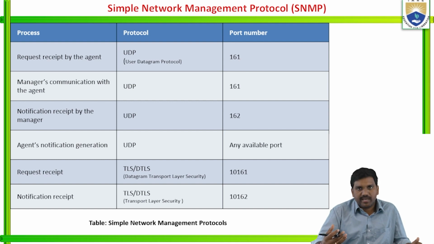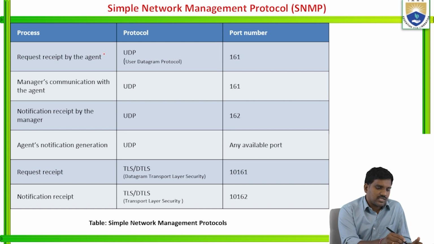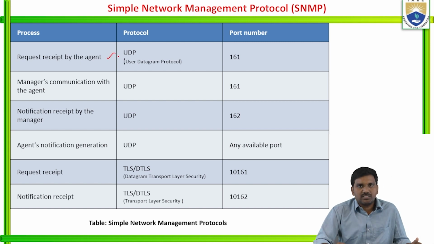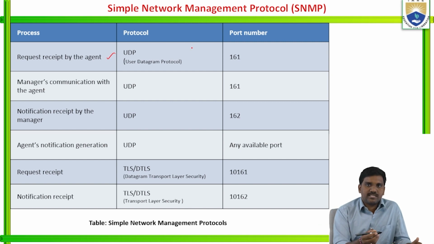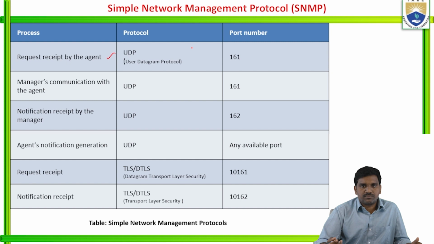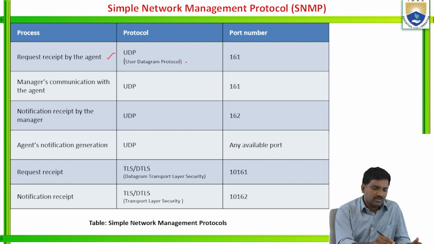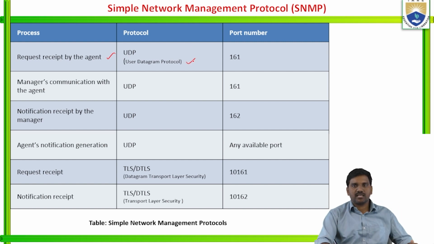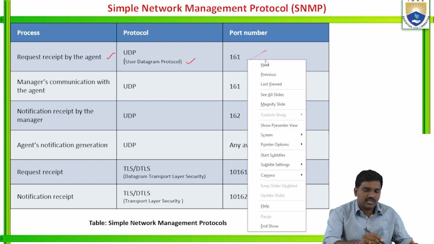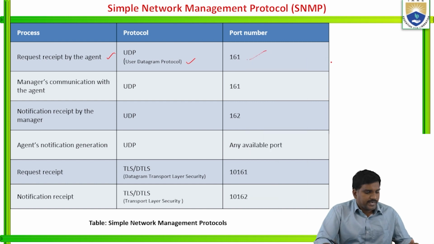In order to manage devices over the internet, we have to maintain some protocols with port numbers. The first process is request receipt by the agent. Which protocol is used to receive a request at the agent? UDP, which stands for User Datagram Protocol, with port number 161. Next, the manager's communication with the agent uses the same protocol, UDP, and the same port number, 161.